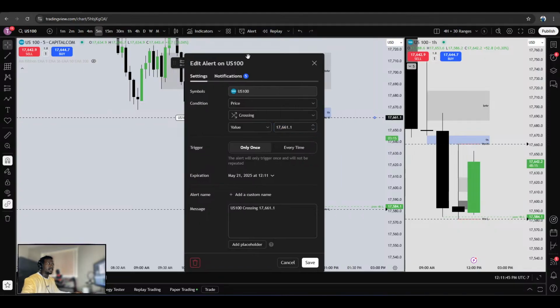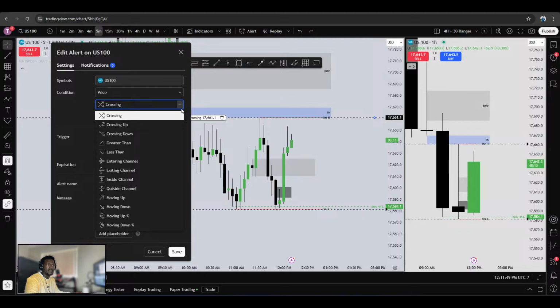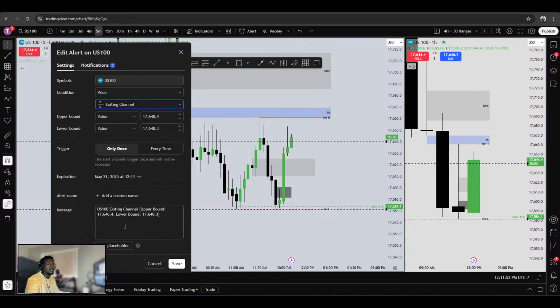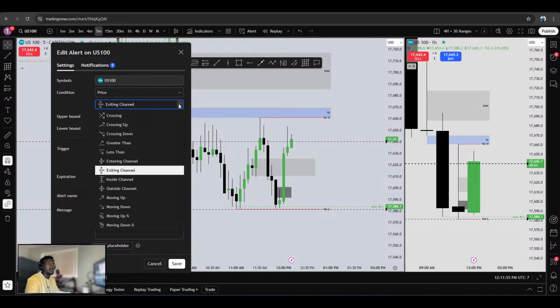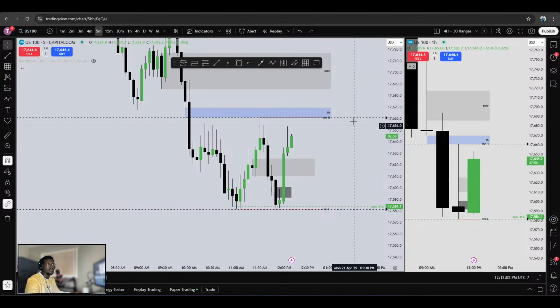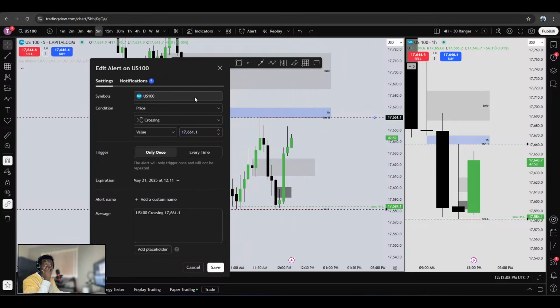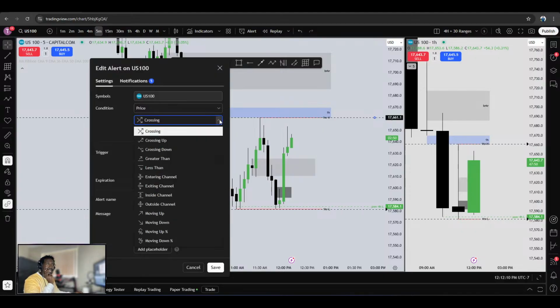Okay, let's go see what other options they have here as we wait for something. Moving up, exiting channel. Okay. Greater than, less than. So that one's just gonna keep on going because it's less than. Greater than is if we cross. Now I would like when we just get to it. Greater than, crossing. Okay.